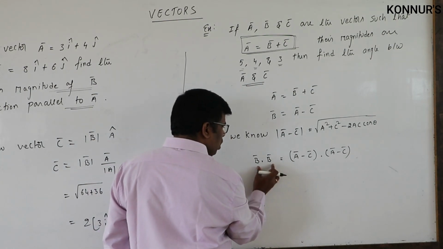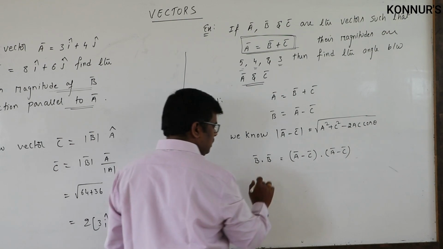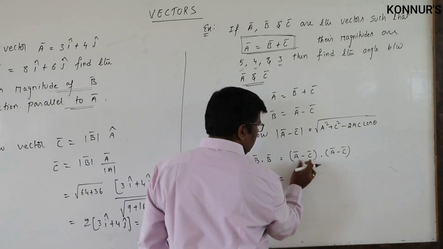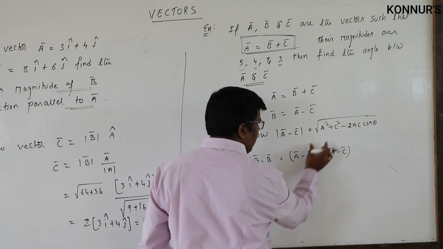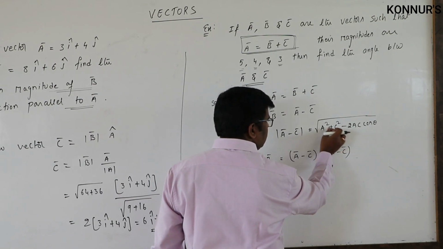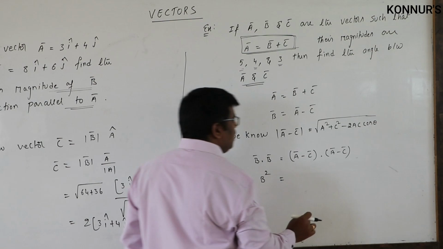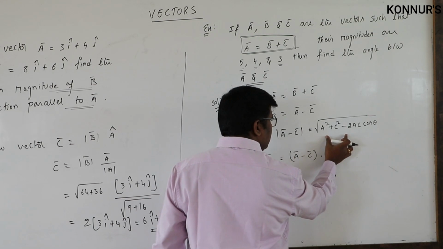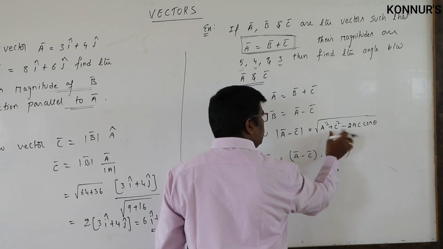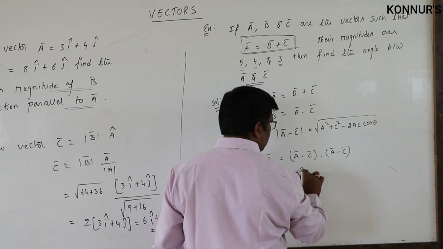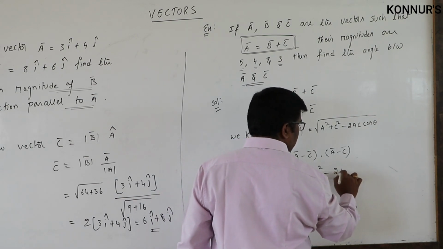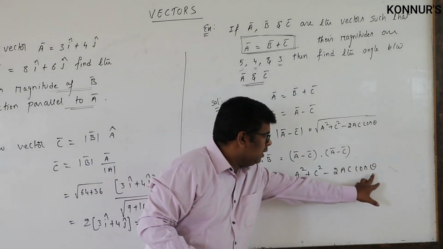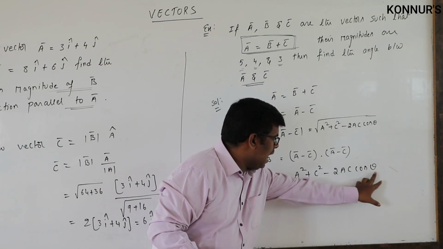You know the dot product between the same vectors is b square, since cos 0 is 1. Here the magnitude of a bar minus c bar is a square plus c square minus 2ac cos theta, as you already saw. The dot product between the same vectors means a bar minus c bar whole square will come, and the square root is eliminated, so we get a square plus c square minus 2ac cos theta. This angle theta is the angle between a and c.